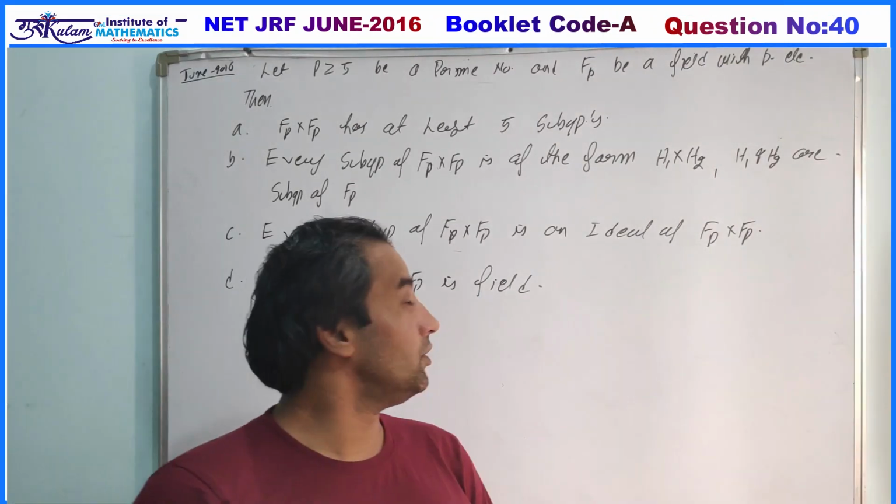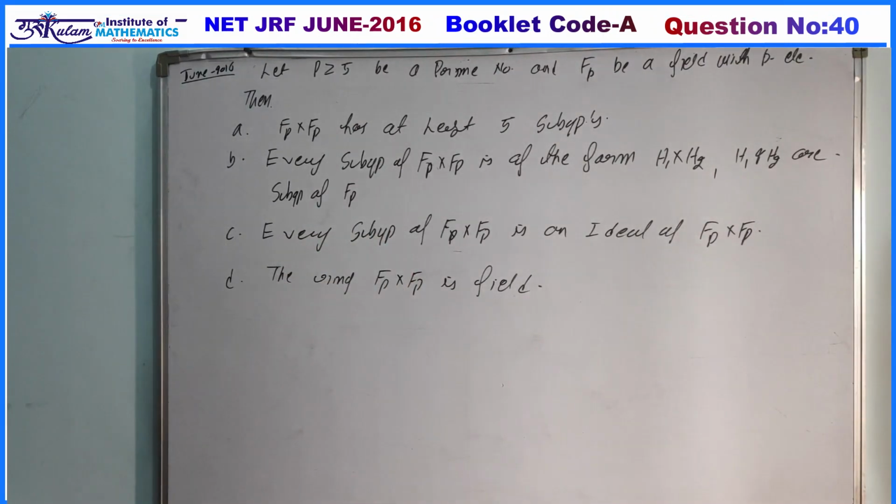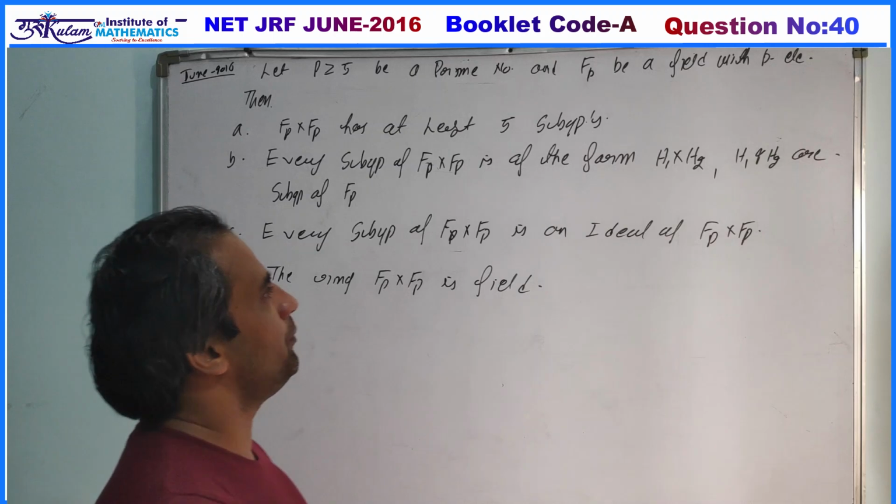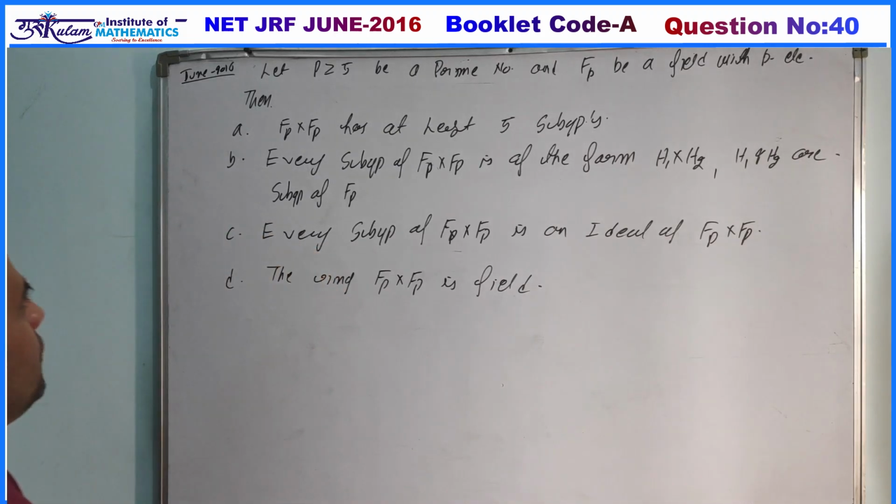So hello everyone. This question is from June 2016 ring theory. The question is: P is a prime number which is greater than or equal to 5 and Fp is a field with P elements. Then we have to identify the correct statement or incorrect statements.